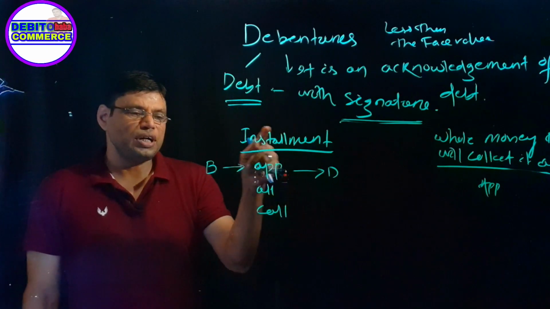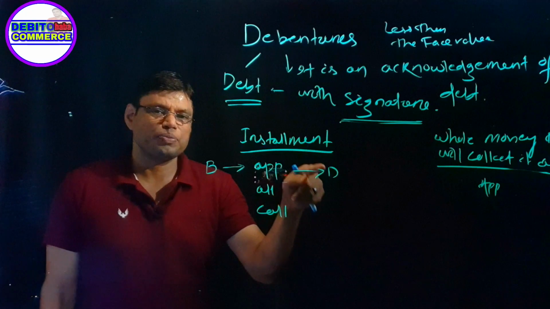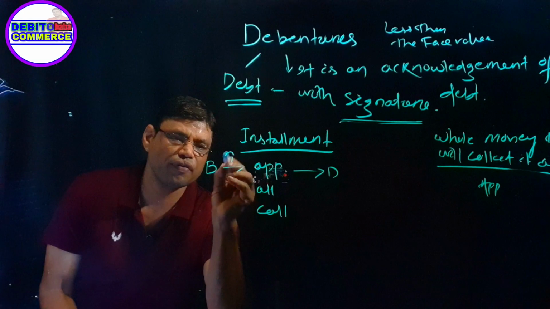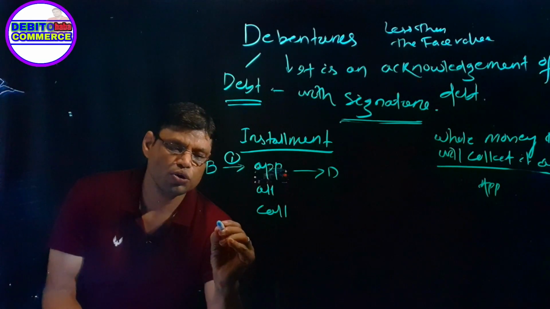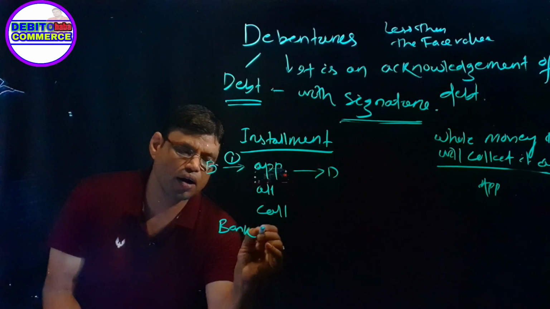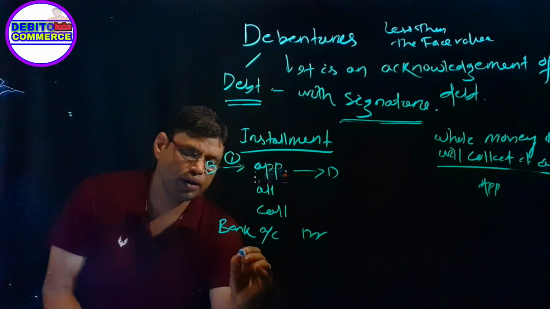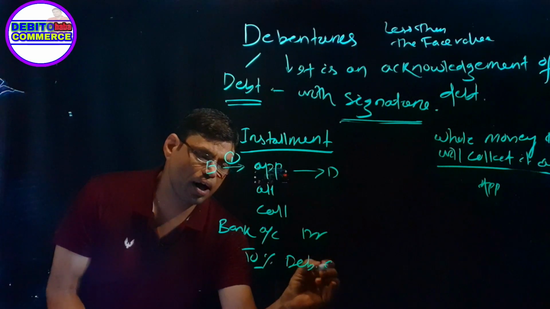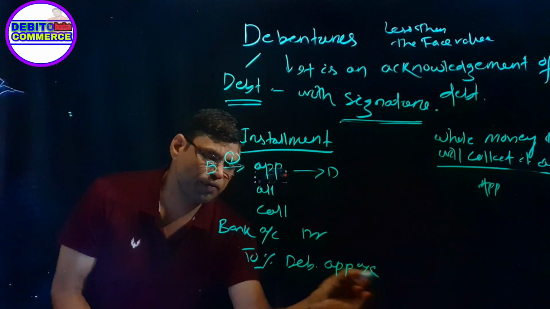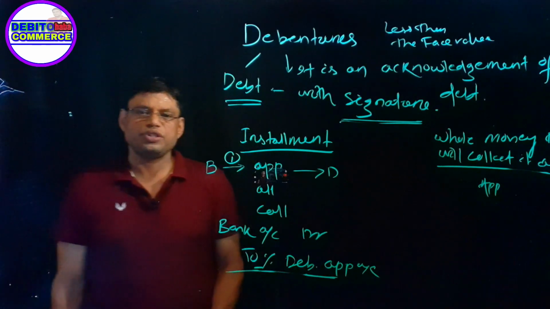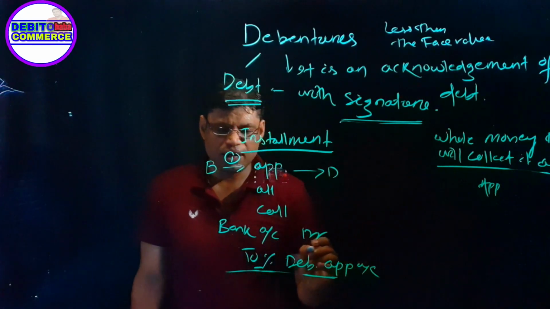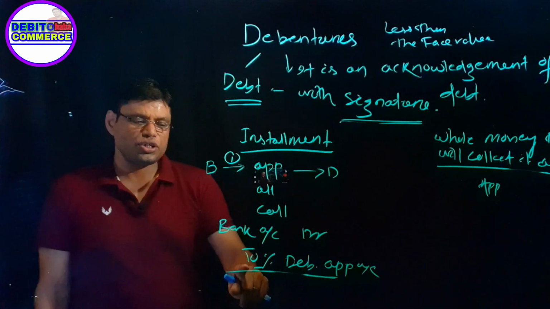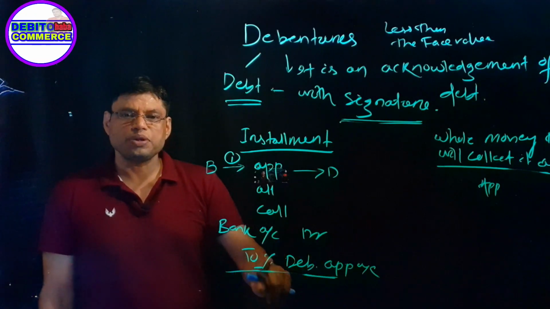Next, dash percent debentures application account debited to dash percent debentures. If I write the entry, this will be the first entry, bank to application: bank account debited to dash percent debenture application account. This is the first entry you have to make. After that, the second entry we can write: debentures application account debited to dash percent debentures.